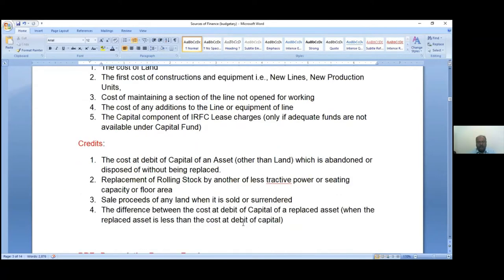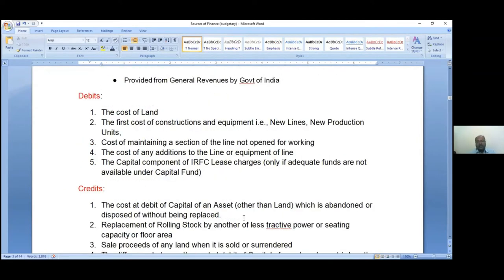And the cost of maintaining a section of the line not open for working. That means during the trial run, while it is still not open for the public, till such time the cost of maintenance of that line is also debited to capital. And the cost of any additions to the line or equipment of the line is also a debit. And in the last few years, IRFC leasing charges are bifurcated into capital and interest components. So the capital component goes to capital fund.